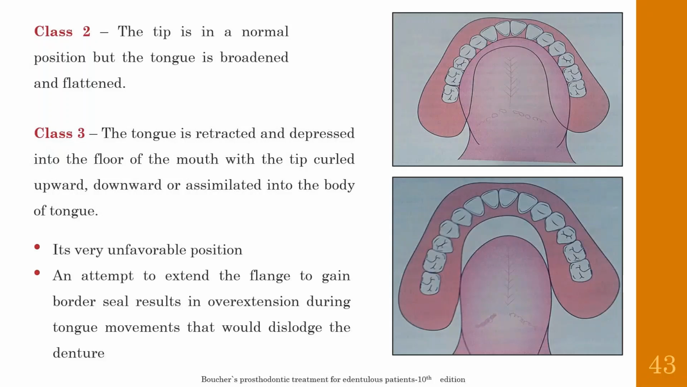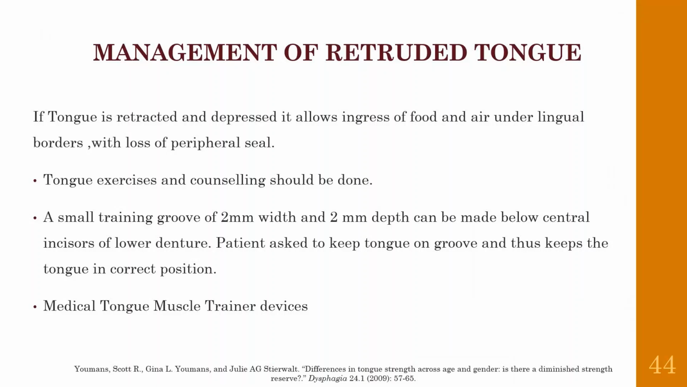Class 3: the tongue is retracted and depressed into the floor of the mouth with the tip curled upward, downward, or assimilated into the body of the tongue. It is a very unfavorable position. An attempt to extend the flange to gain the border seal results in overextension during tongue movements that would dislodge the denture. Management of retruded tongue.